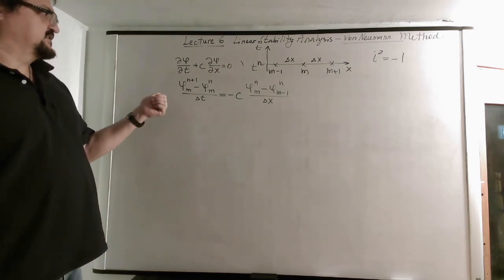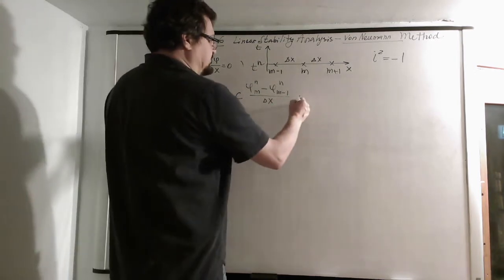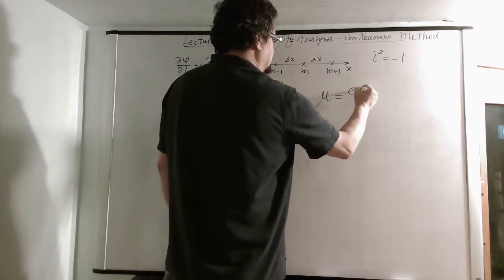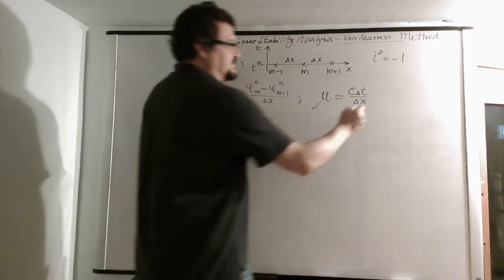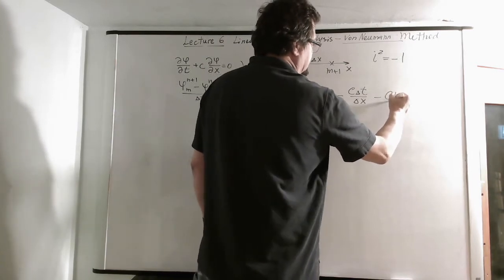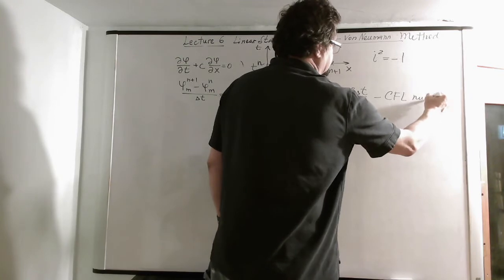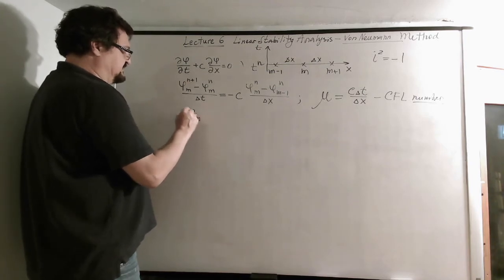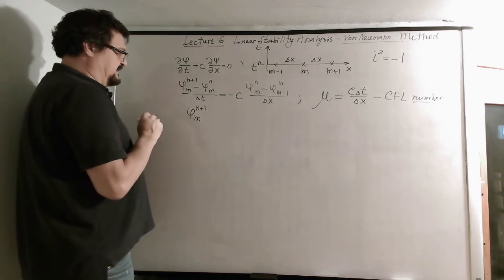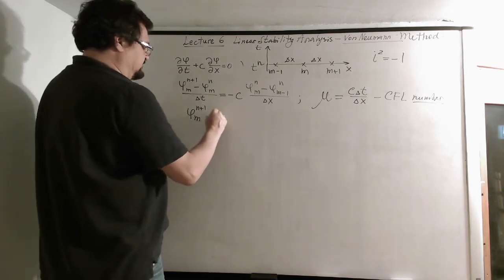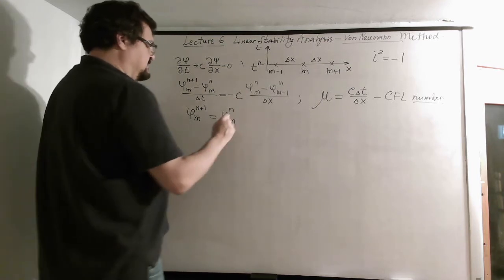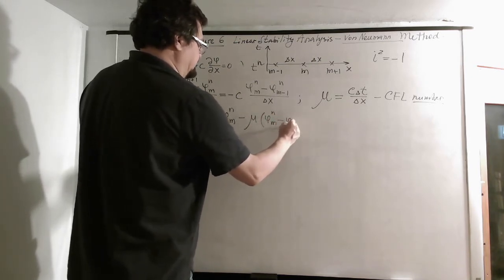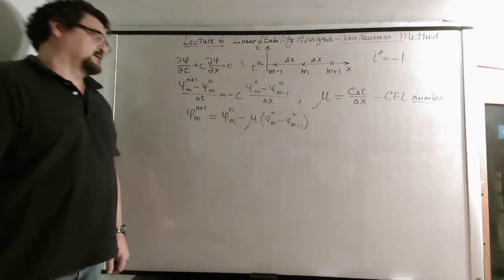Now let's write it in a slightly different form, introducing this parameter mu equals c delta t divided by delta x, which is our Courant number, or CFL number, the stability number. Using this number, we can rewrite the scheme as follows: our solution at step n plus 1 equals the solution at step n minus mu times phi m n minus phi m minus 1 n. So this is our scheme.